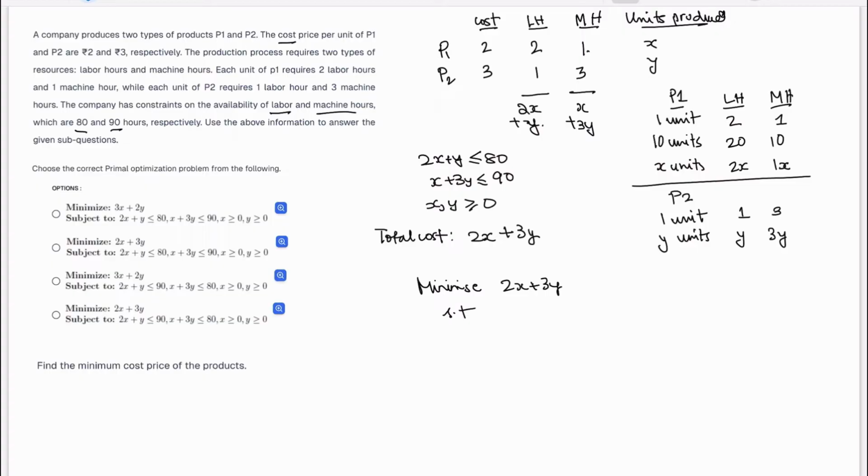so minimize 2x plus 3y such that 2x plus y less than equal to 80, which is the constraint on labor hours, x plus 3y less than equal to 90, which is the constraint on machine hours. So this is the correct option, which is the second option, right?